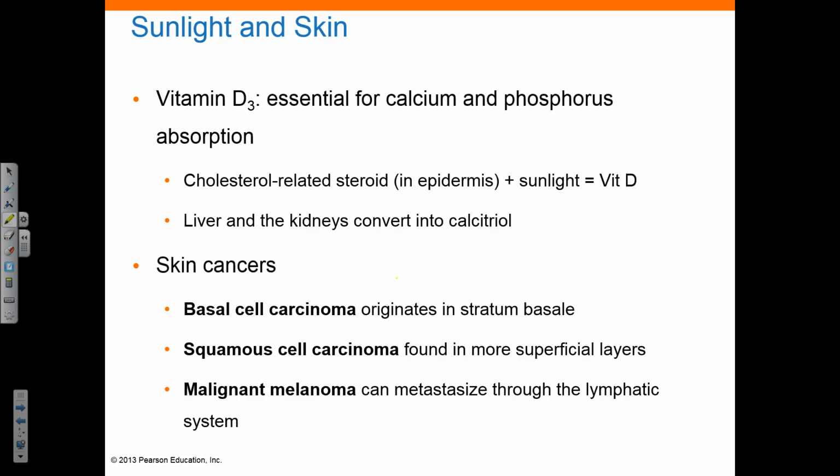Too much exposure to sunlight can increase the risk of skin cancers. There are several types of skin cancer. Basal cell carcinoma originates in the stratum basale and is the most common type. Squamous cell carcinoma is found in more superficial layers. Both basal cell carcinoma and squamous cell carcinoma rarely metastasize or spread. Malignant melanoma, however, can metastasize through the lymphatic system, and the survival rate from this cancer depends on the time of detection and the treatments that a patient undergoes.